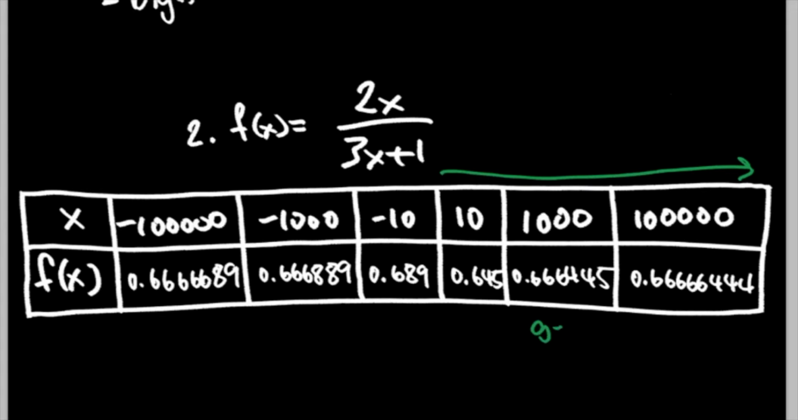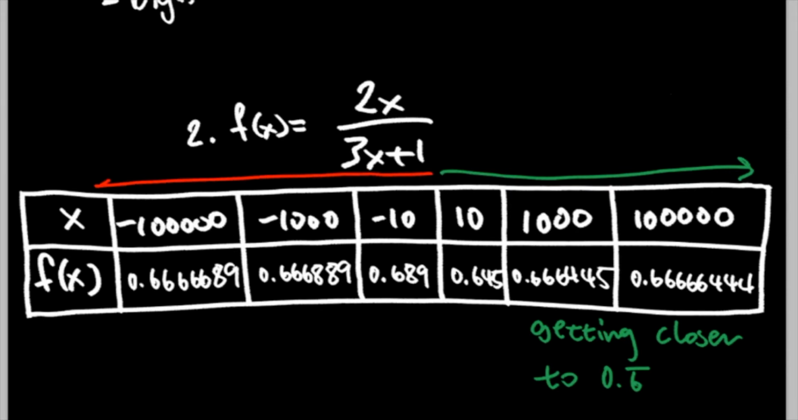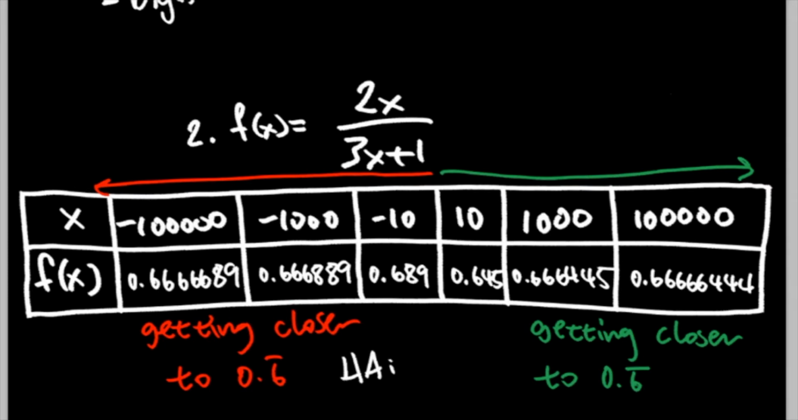So now let's look at here. We see that this number is getting close to 0.6 with a bar over it. So you see a bunch of 6s repeating. Essentially that's 0.6 with a bar over the 6 because the 6 is repeating. Same thing the opposite way. Exact same number that this is approaching. So what is that as a fraction? That's actually 2/3. So you can say the horizontal asymptote is 2 over 3. Okay, that's interesting.